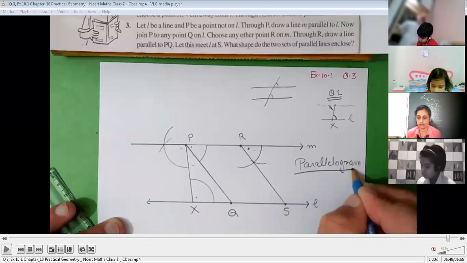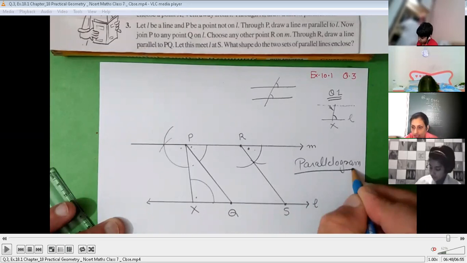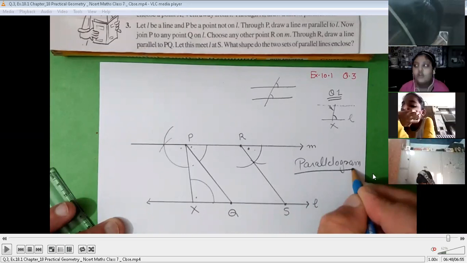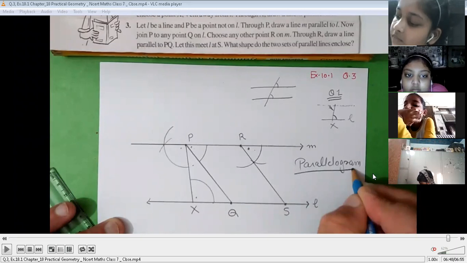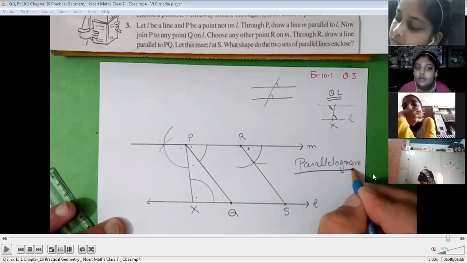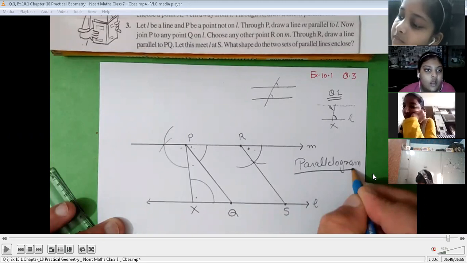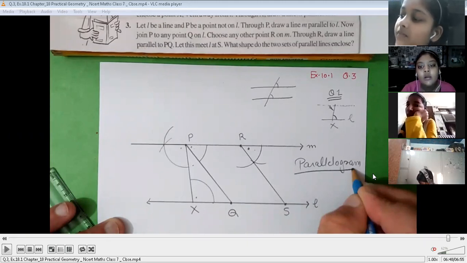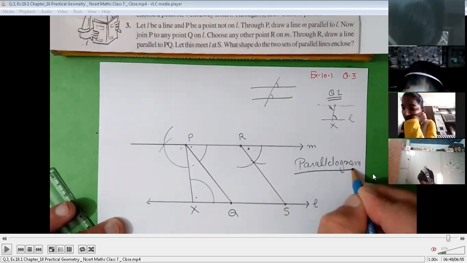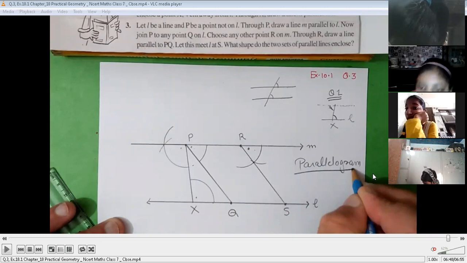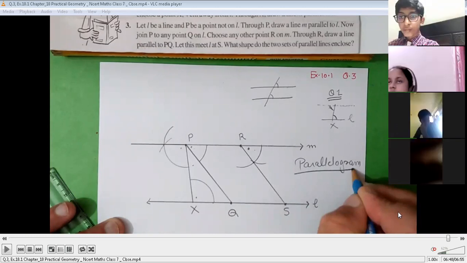Steps of construction. Step 1: draw a line L and mark a point P outside it. Step 2: join PX.